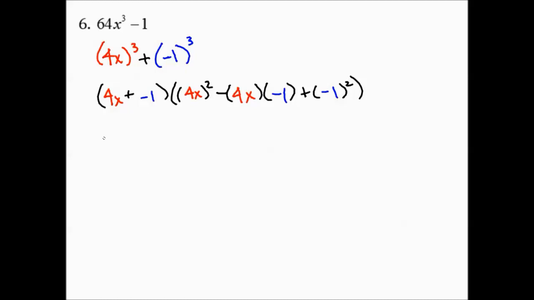So then to clean this up a bit, I'd have 4x minus 1 times 4 squared is 16, so 16x squared minus 4x times negative 1 is plus 4x, and negative 1 squared is 1. So that would be our final answer for that problem.